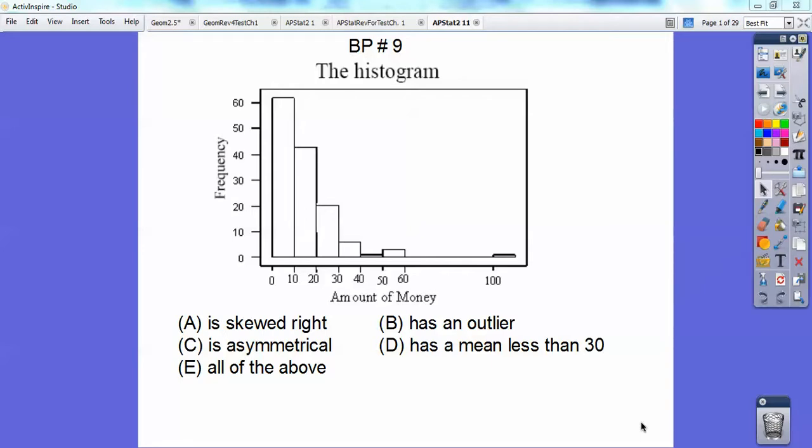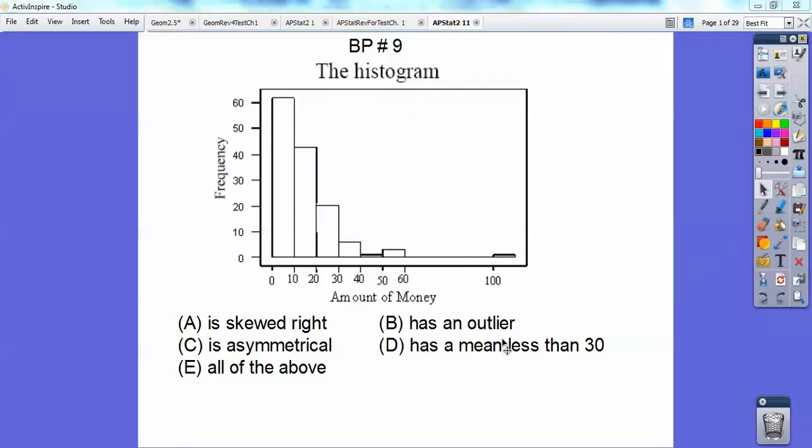Let's first take care of this board problem here. The histogram here, is it skewed to the right? Yeah, because it's got a long tail to the right. Let's see, has an outlier. Sure looks like it has an outlier. Asymmetrical just means it's not symmetrical. So yeah, this is asymmetrical because it's skewed. Anything that's skewed is asymmetrical.